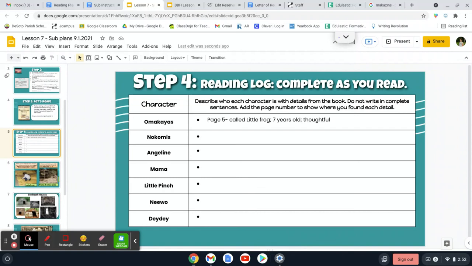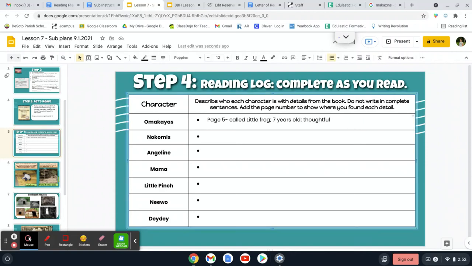Okay, let's go to our chart, and I want you to pause again and see what you can add about Omachias. We definitely learned about her character on page 14. So remember to put the page number and tell me, what have you learned about Omachias' character trait? All right, let's go to the top of 15.